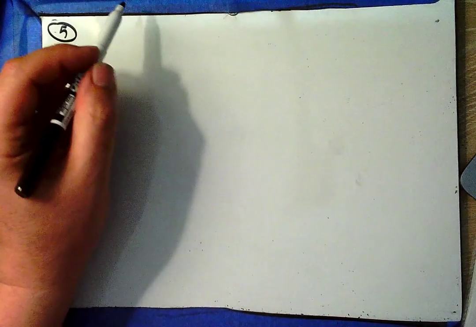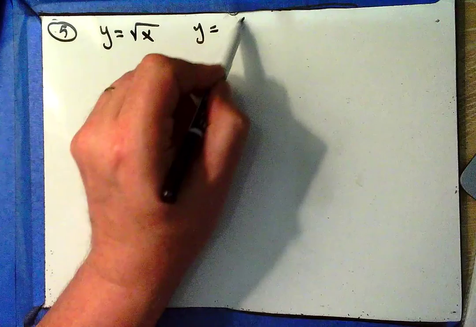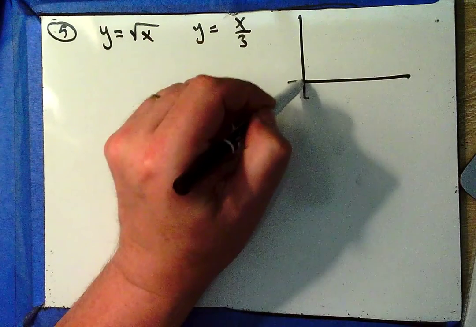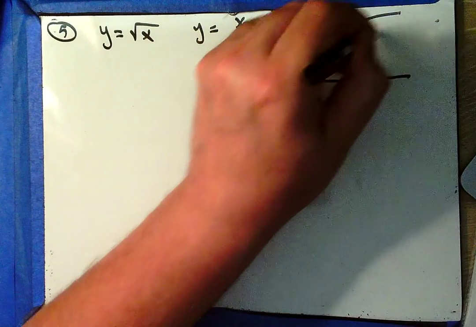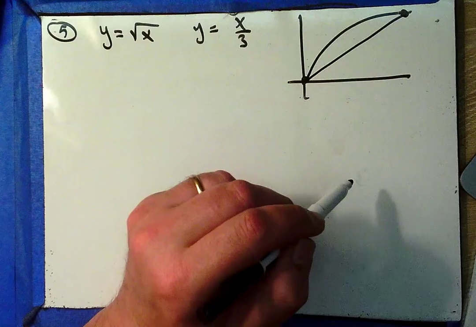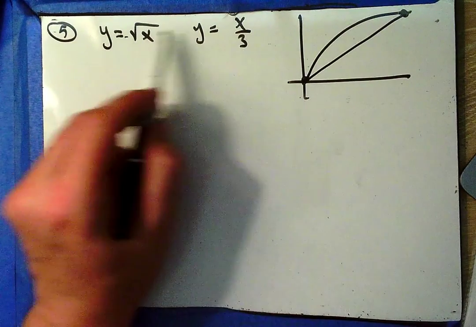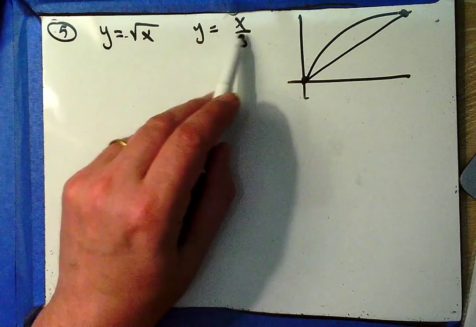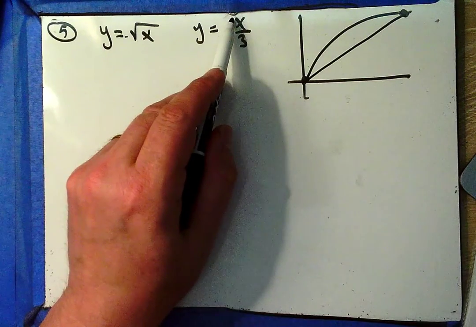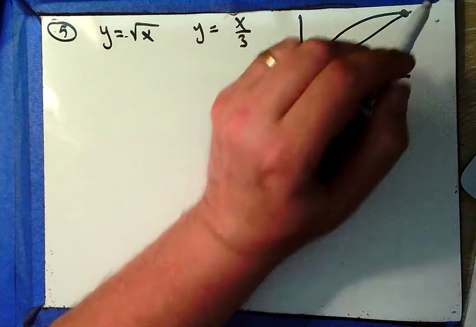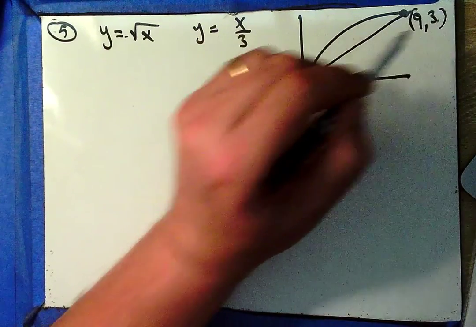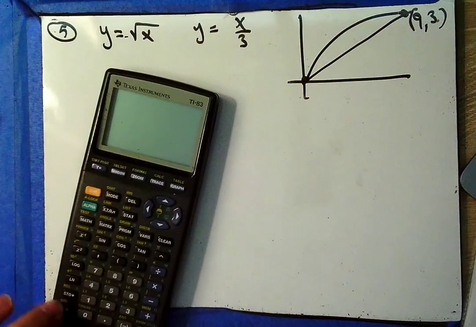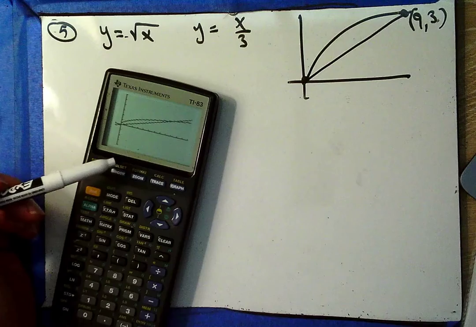We were working on problem number 5, and 5 said we've got y equals square root of x and y equals x over 3. So I graph these. There's square root of x. There's x over 3. They intersect here. I could certainly set these equal to each other. In order for this line to intersect here, I'd be expecting an integer value. If I put a 9 in here, 9 divided by 3 is 3. Square root of 9 is also 3. So this is going to be 9, 3. But I would certainly do it on my calculator to find that point of intersection by graphing each of those functions.